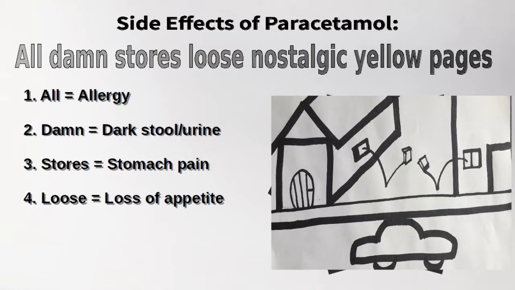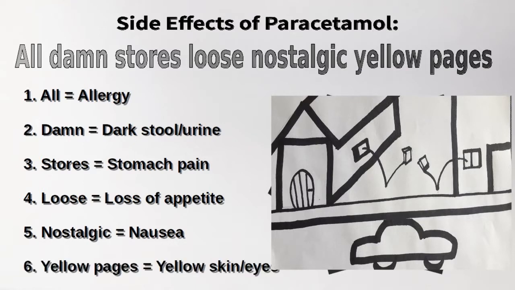Loose is a term that makes you remember the side effect loss of appetite. Nostalgic is tied up to the side effect nausea. Lastly, yellow pages is associated with yellow skin or eyes.